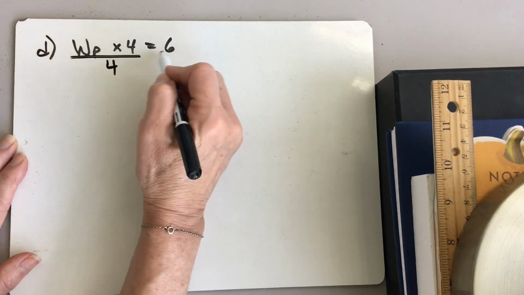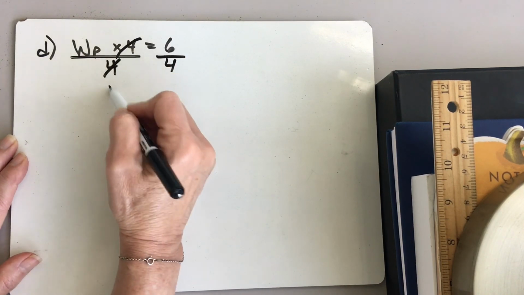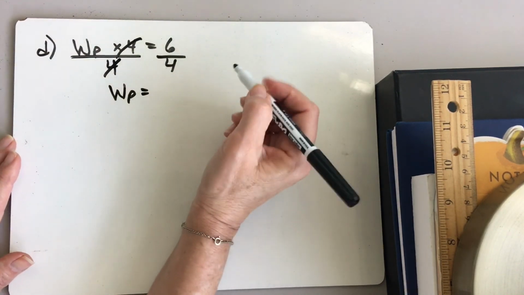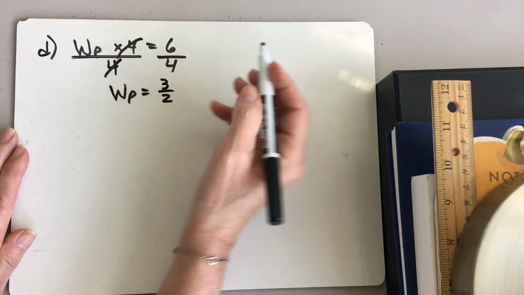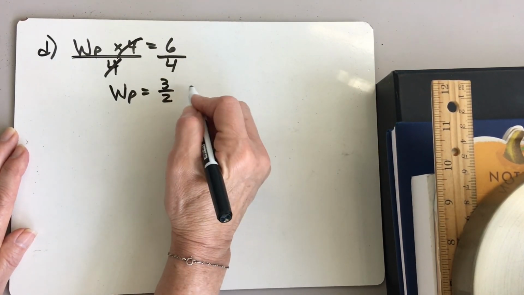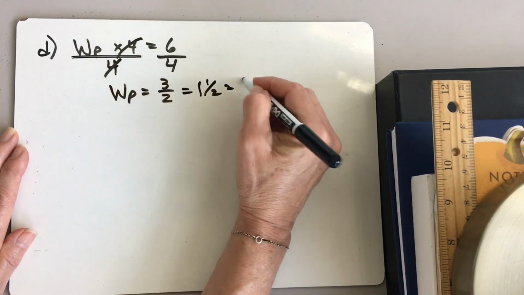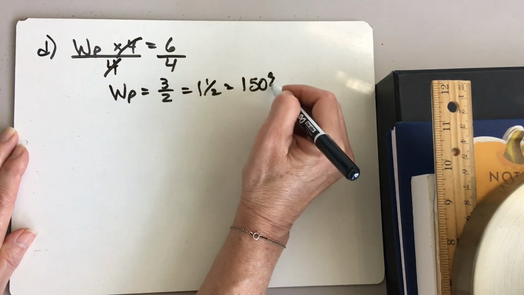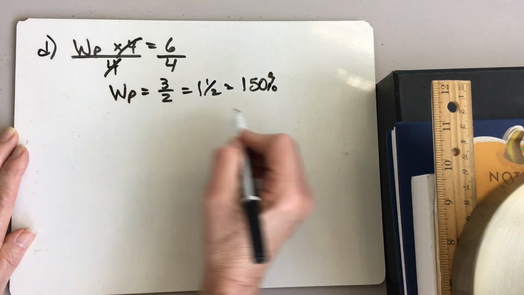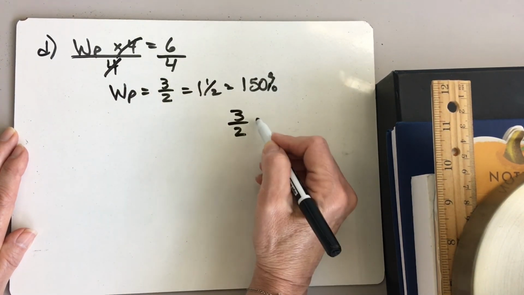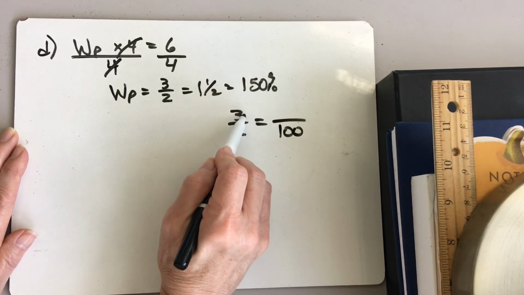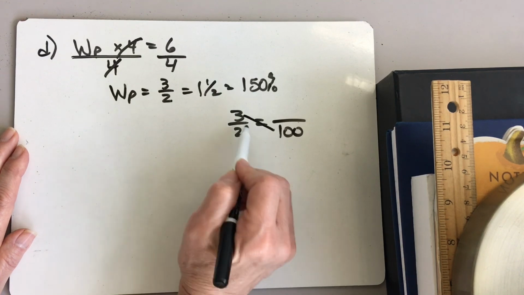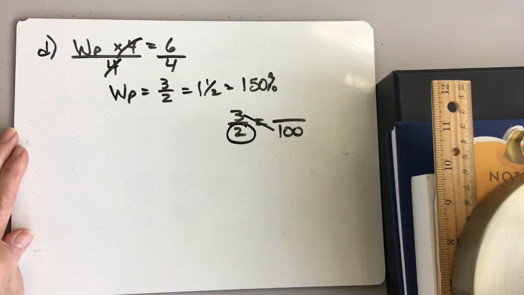You divide by 4, that crosses out, WP equals, and then you can reduce that if you wanted to. That makes it really easy. 3/2, and that is equal to 1 1/2, which is equal to 150%, if you wanted to go the easy route. If you did not know what that was, you could put 3/2, setting it up to a proportion to 100, because you know that percent is to 100. Multiply diagonally, 3 times 100, 300, divide by 2, and you'll get the same answer, 150%.